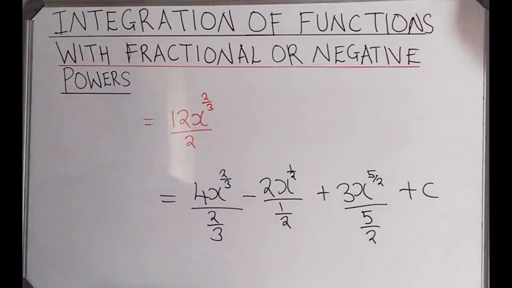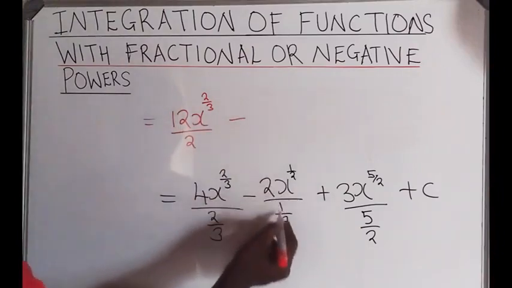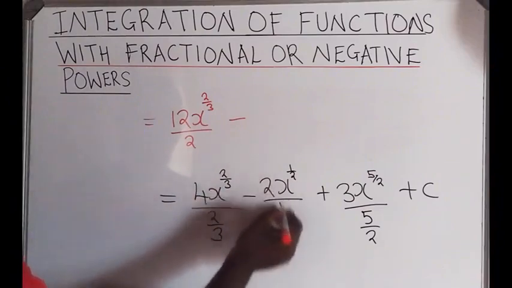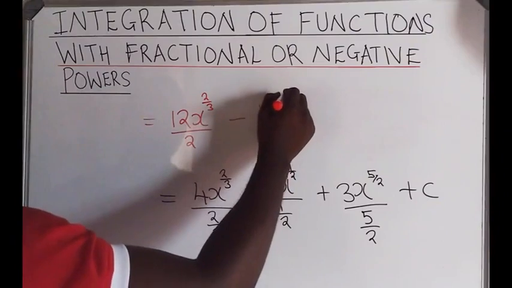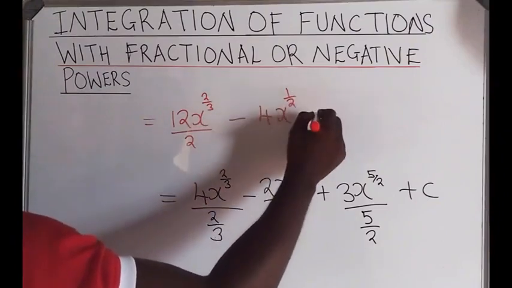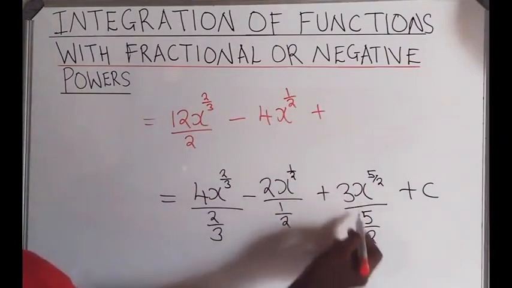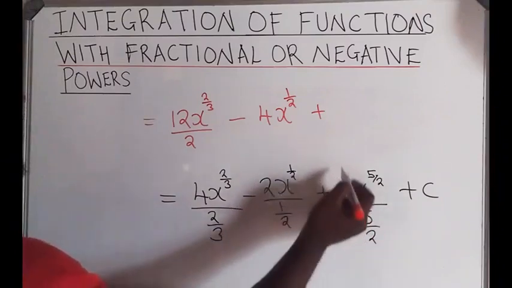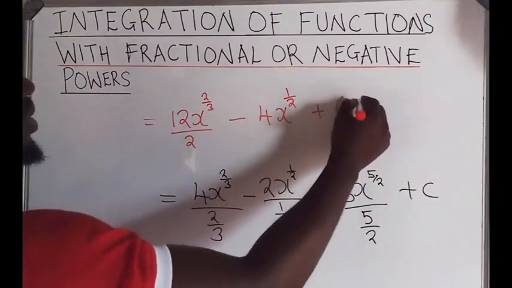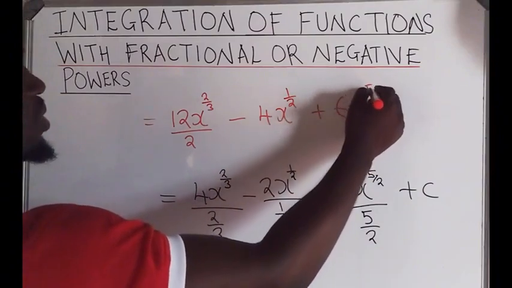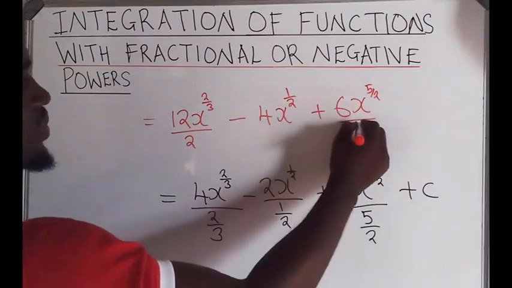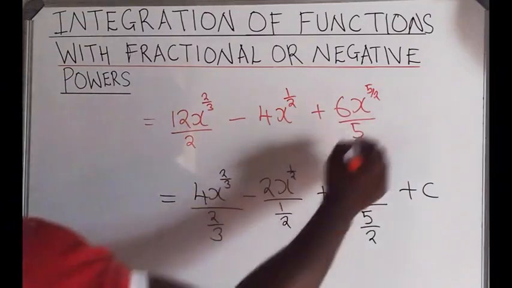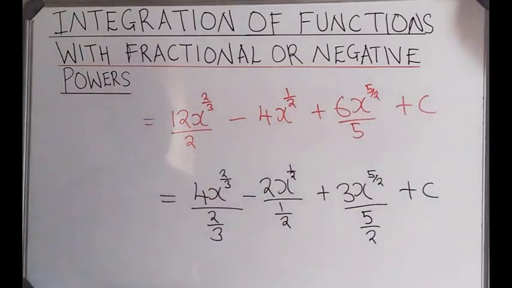Okay, and then we divide by 2 over 2. Okay, then minus, again, this one, it will be 4x to the power 1 over 2. Plus, for this one, it will be 6x to the power 5 over 2. Okay, then over 5. Like this. Then plus c.